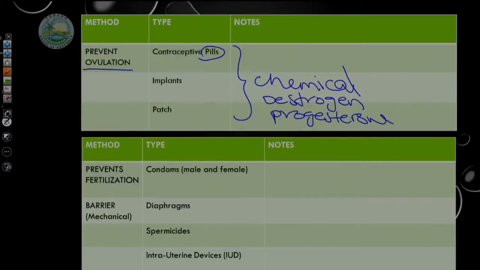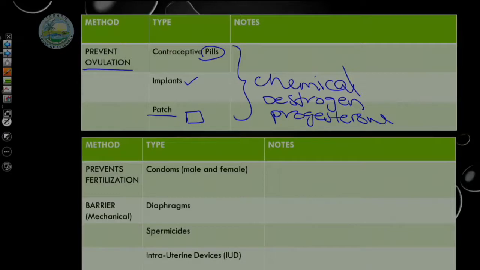So hormones, whether natural or synthetic, are introduced into the body, whether via a pill that you will take every single day, an implant that you have to go to the doctor and they're going to insert, that will secrete the hormones gradually into your system, or a patch that you wear, like a smoker's patch, which will also secrete the hormones into your body.